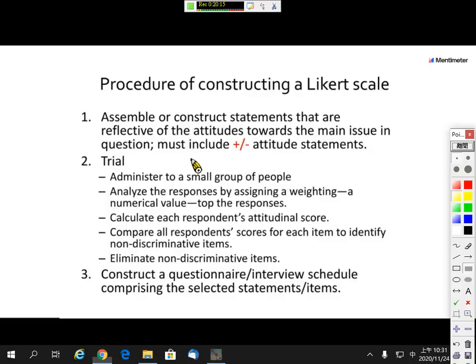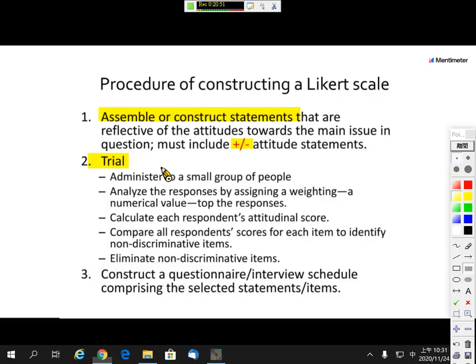The first one is you need to assemble or construct statements that reflect attitudes toward the main issue in question. And you have to keep in mind, you must include positive and negative attitude statements. Some of them are positive, some of them are negative, right? Once you assemble those questions together, you need to have a trial test. It's very important to avoid confusion.